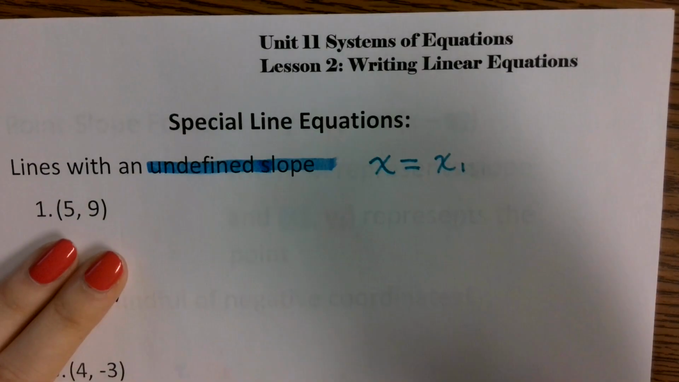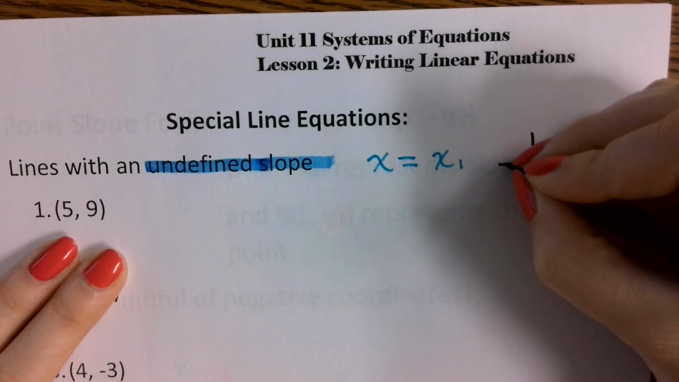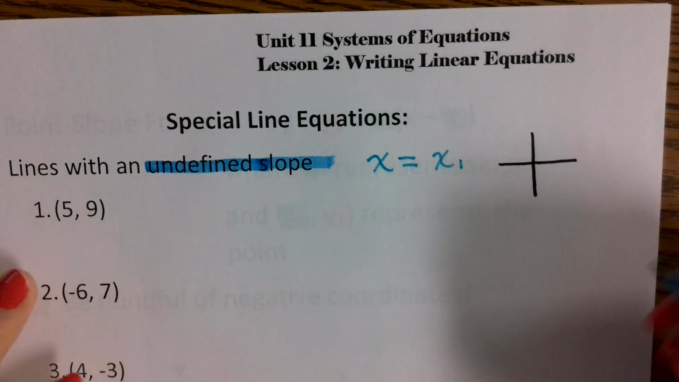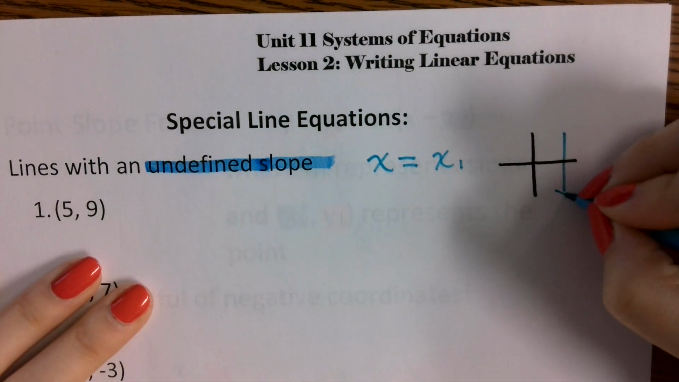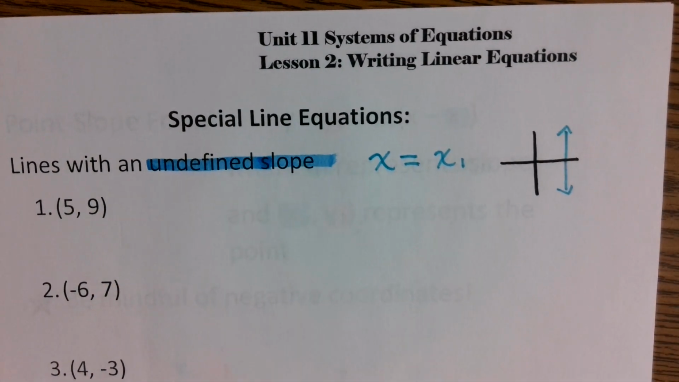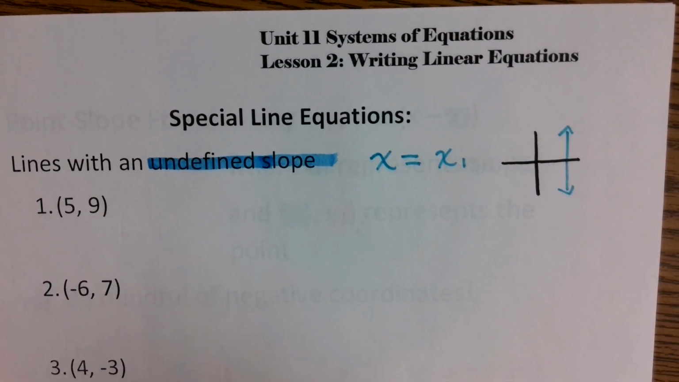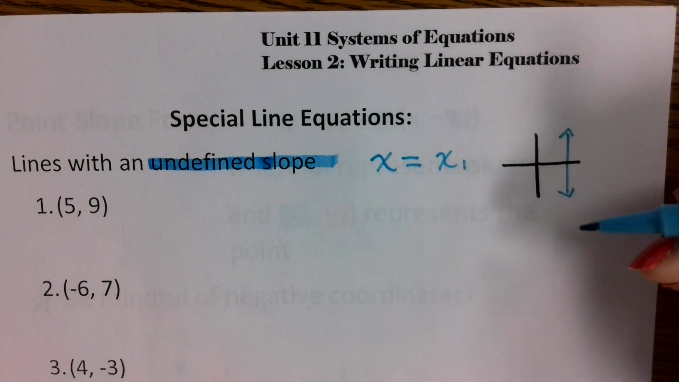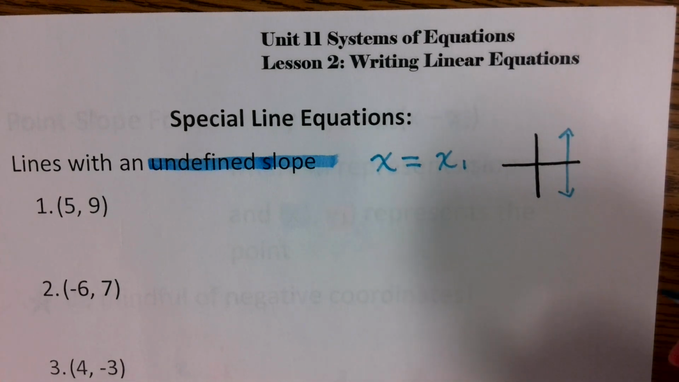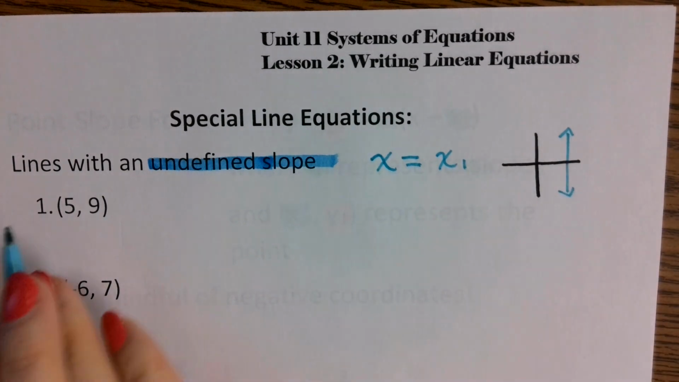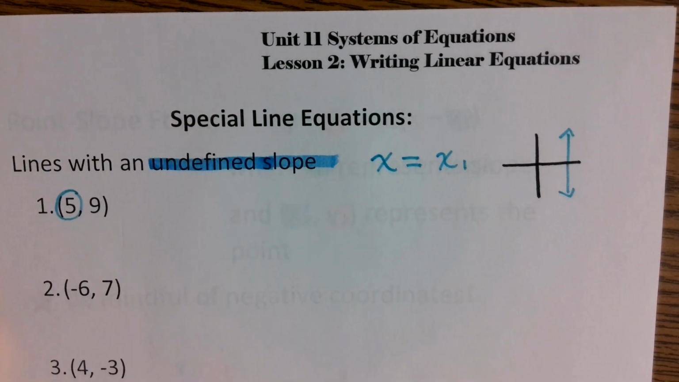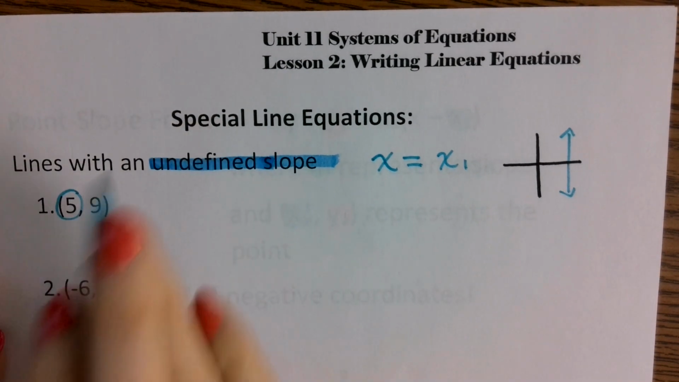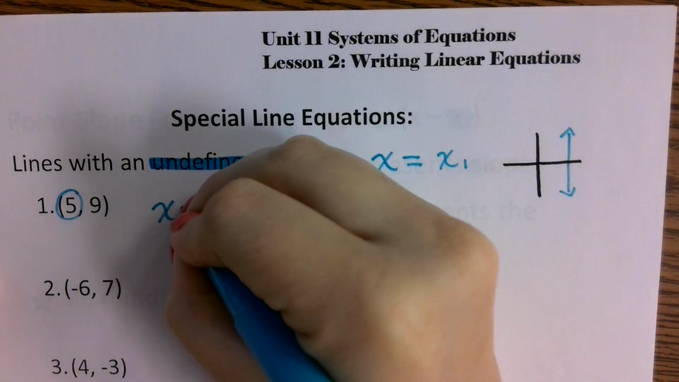The reason for that is because, remember, if I graph an undefined slope, it just looks like a vertical line. Undefined slopes are just straight vertical lines. That means every single point on that line has the exact same x coordinate. The only coordinate that changes is the y coordinate. The x coordinate stays stationary. So it's an equation of x equals a value, not y equals. So for here, our x coordinate is a 5. So therefore, if we know it's an undefined slope, then our equation is just x equals 5.